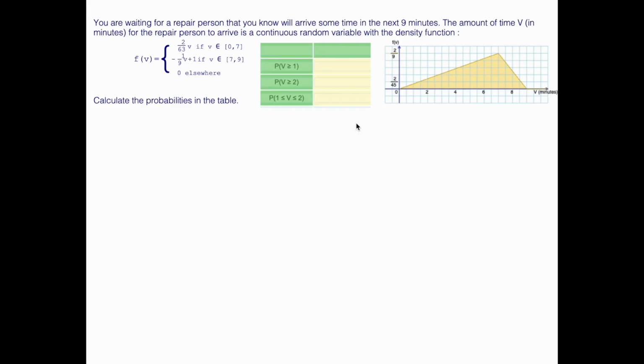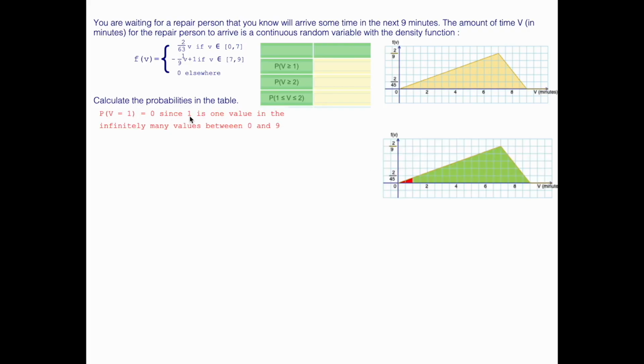Remember, the probability that v is equal to 1 is 0, since 1 is just a value in the infinitely many values between 0 and 9. That's why the probability that v is less than or equal to 1 is the same as the probability that v is less than 1. There's no difference for us between less than or equal and less than, because the probability of it being equal is 0. Calculate the y value when the x value is 1.